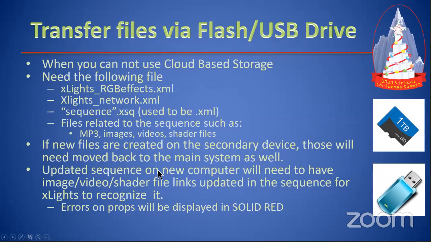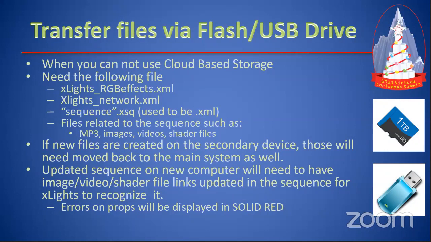File transfers the old-fashioned way, via flash drives and USBs. This is for when you can't use cloud-based storage, or it's not feasible, where you don't want to pay a monthly fee and you have too much data. You need to know that the two files that we said earlier, the RGB effects and the xLights network files, are the most important files that you need to put on your thumb drive. Any sequence.xsq, which is the new sequence file, it used to be called the XML. If you have an XML or an XSQ sequence file, that needs to go with it as well.